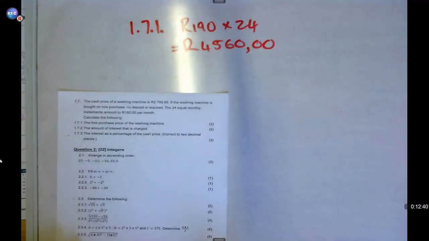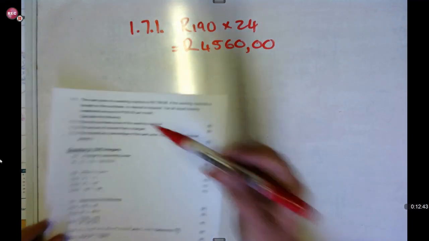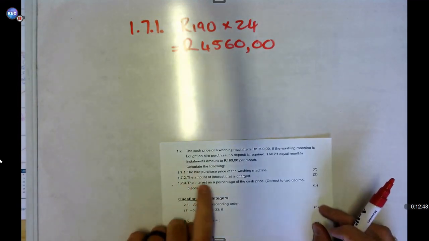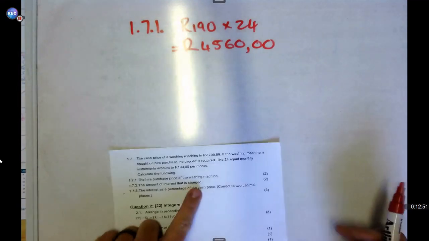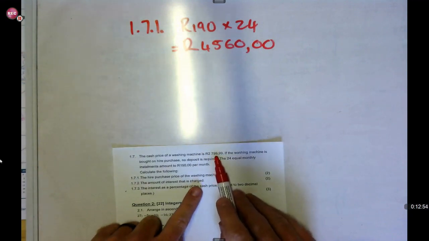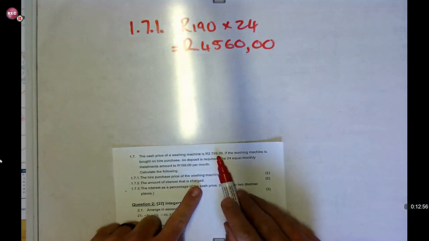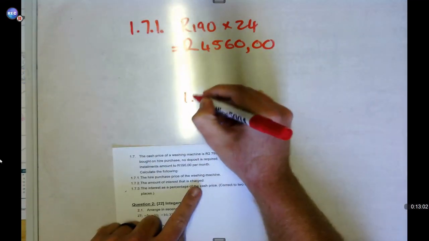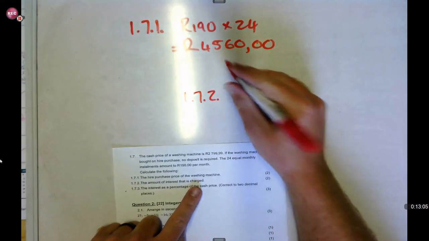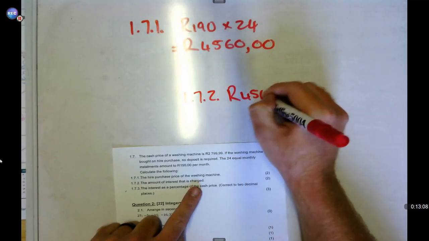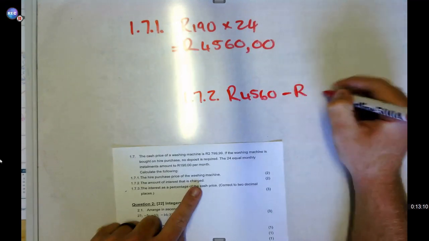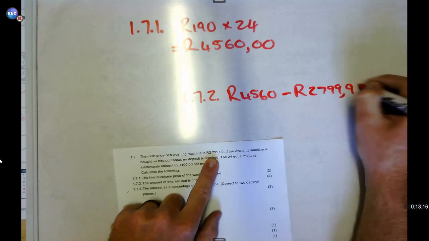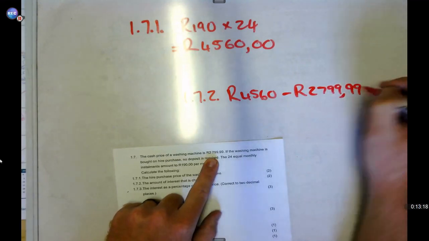Okay, then the second one, they're asking you to calculate the amount of interest that was charged. So originally the washing machine costs this amount, but this is the hire purchase price. So for 1.7.2, we're going to take this amount, which is the hire purchase amount, and we're subtracting the original cost price, which is 2,799.99. Please don't forget to add the cents, okay?